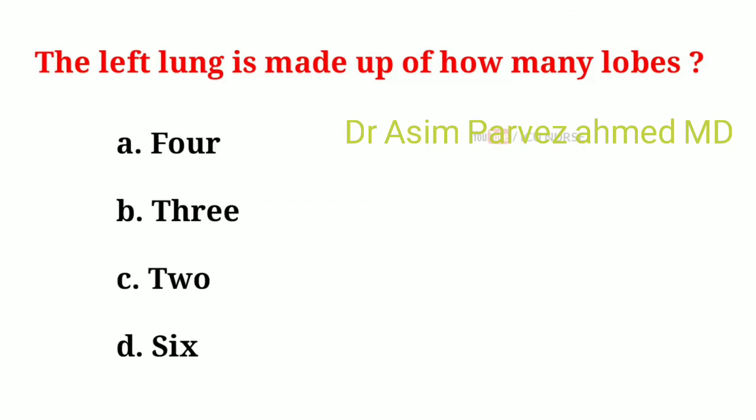The left lung is made up of how many lobes? A. 4, B. 3, C. 2, D. 6. And the correct answer is C. 2.